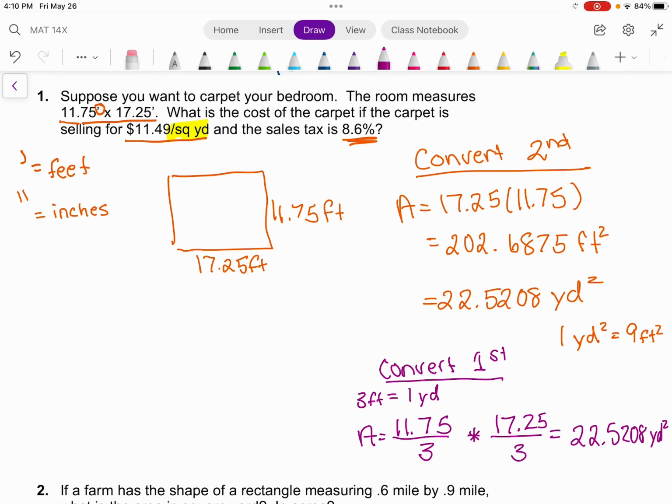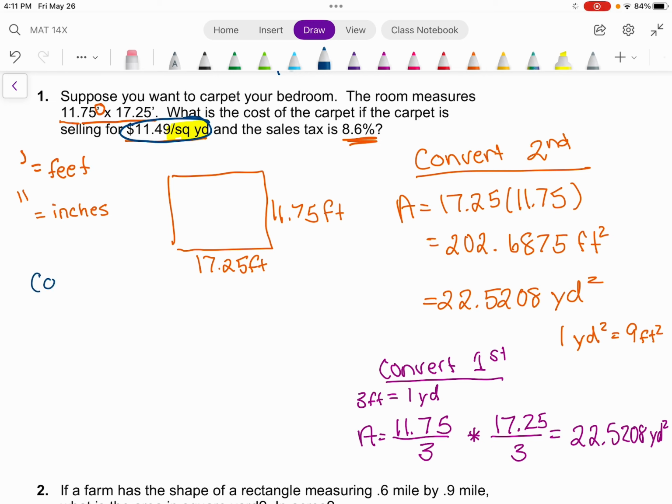Now, we haven't actually answered the question. We just found the area in square yards. We still need to figure out how much it costs. So we're given a unit rate here. We're given, and I'm going to use blue for the cost, $11.49 per square yard. Well, what that means is for each of those 22.5 square yards, it's going to cost $11.49. And that's going to give me the rate without tax. So it's sort of like the initial price and then tax is figured in. Just think about the bottom of a receipt. So we're going to start there.